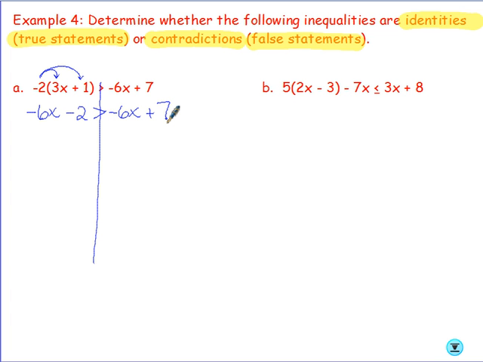So now I want all of the x's together. I want to cancel this negative 6x right here, so I'm going to add 6x. Those cancel. But on the left side, negative 6x and positive 6x cancel again. Now it leaves us with negative 2 is greater than 7. This is where we have to make our decision. Is negative 2 greater than 7? And the answer to that is no, it's not. This is a false statement. And false statements are contradictions.